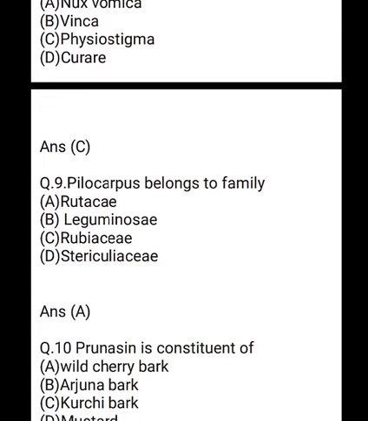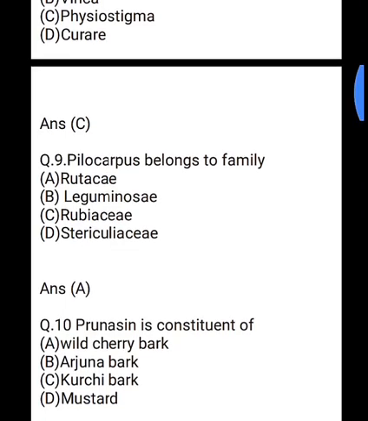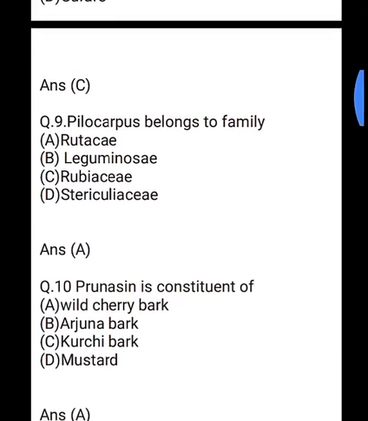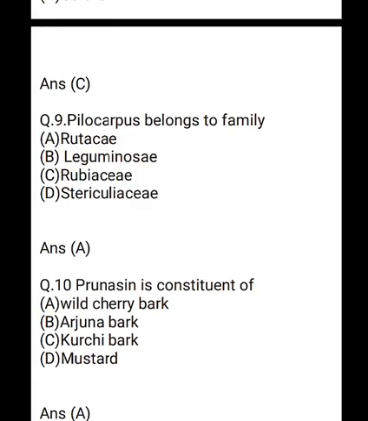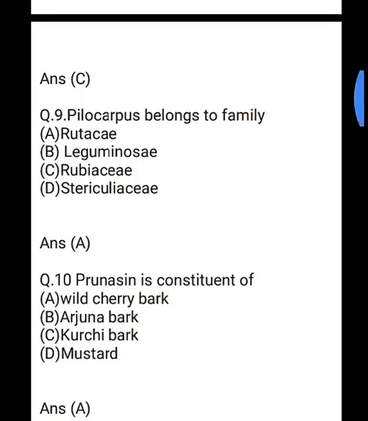Prunasin is a chemical constituent of wild cherry bark, Arjuna bark, Kurchi bark, or mustard bark. Question 10's right answer is option A, wild cherry bark. Isothiocyanate is in mustard.